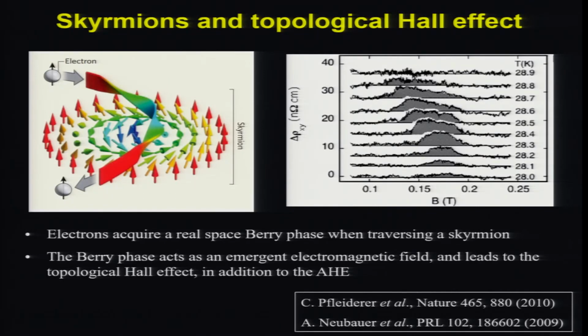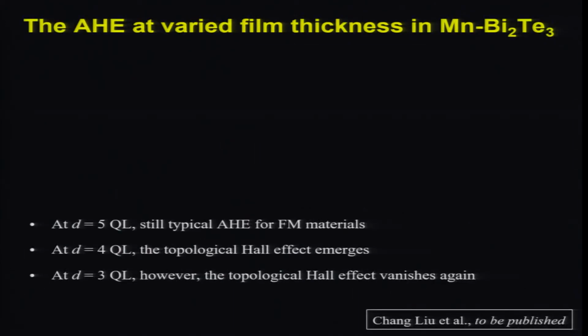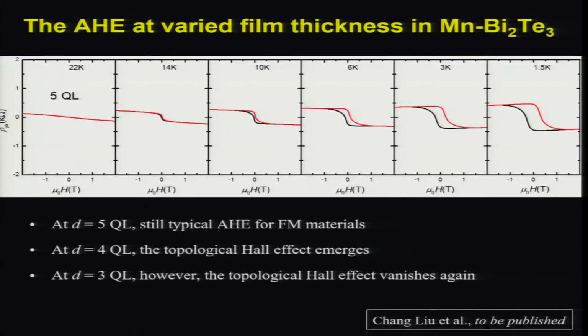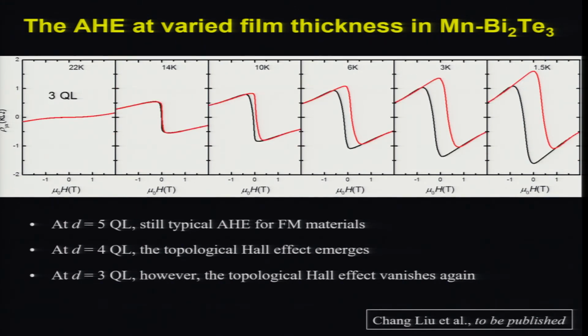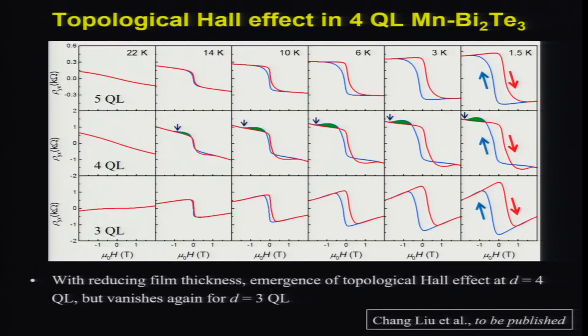I'll just give the last part, which is related to what Christos Panagopoulos talked about the other day. It's about Skyrmions. In the topological insulator, in this material, manganese bismuth telluride, we found a change from a simple anomalous Hall effect for the 5QL sample to topological Hall effect in the 4QL sample, and back to the anomalous Hall effect in the 3QL sample. So by simply changing the thickness of the sample, we can create and destroy the topological Hall effect related to the real space Berry curvature of the electrons.